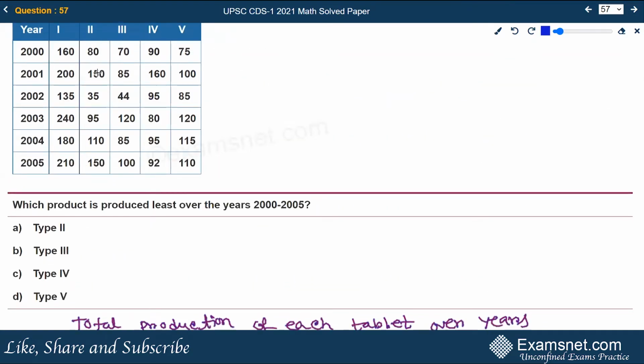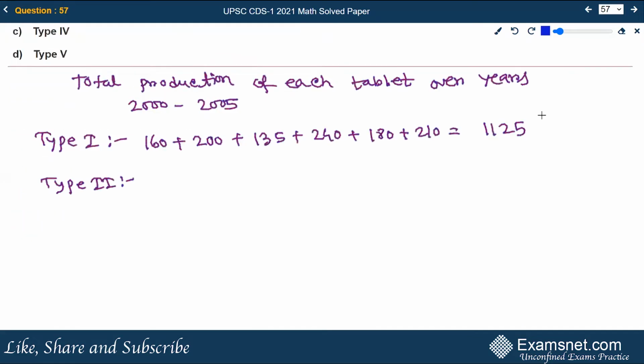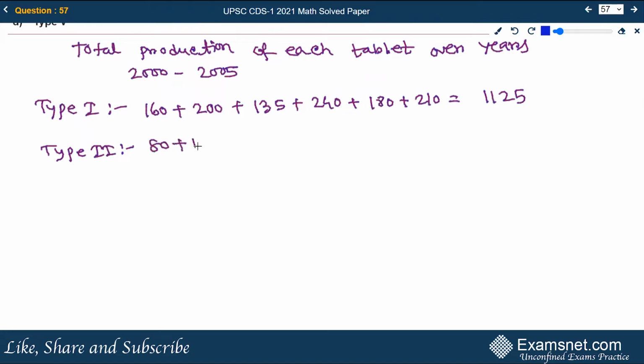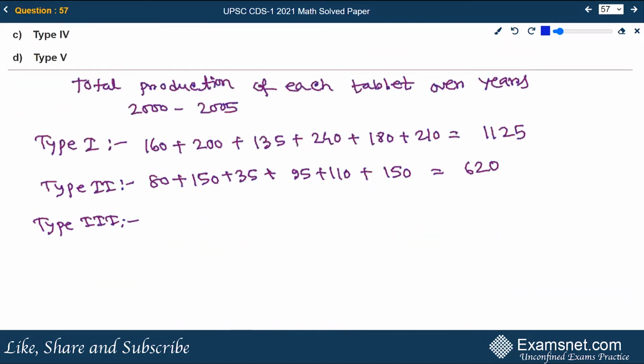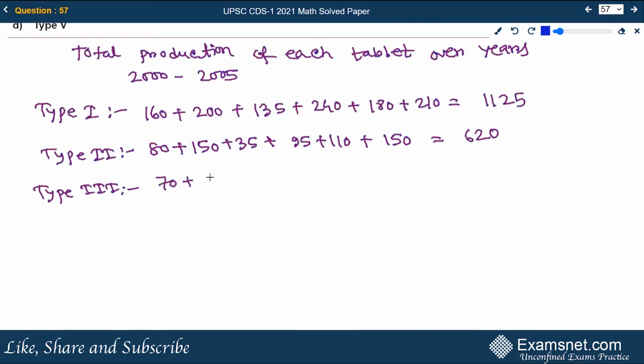Okay. Next, let's check type 2. The numbers are 80, 150, 35, 95, 110, 150. Let's find the sum of all of them: 80, 35, 110, 150. All total we get 620. Next, type 3. That is 70, 85, 44, 120, 85, 100. All total we get 504.